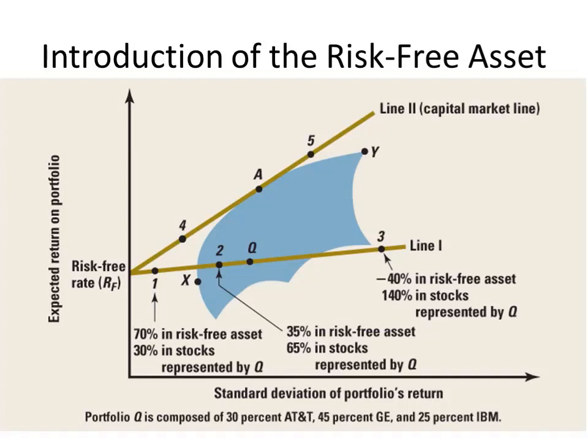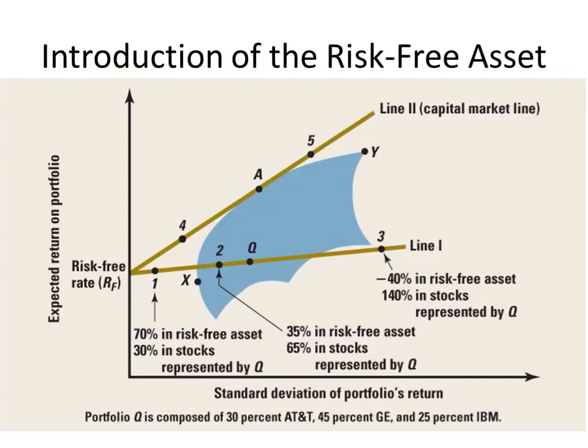Oh, by the way, that line has a name. It's called the capital market line. That's the line that extends from the risk-free asset through the market portfolio and beyond. That's called the capital market line, which you may see abbreviated as CML.